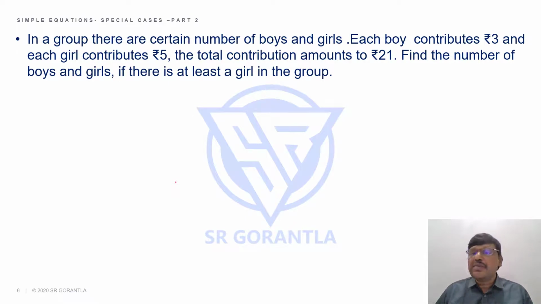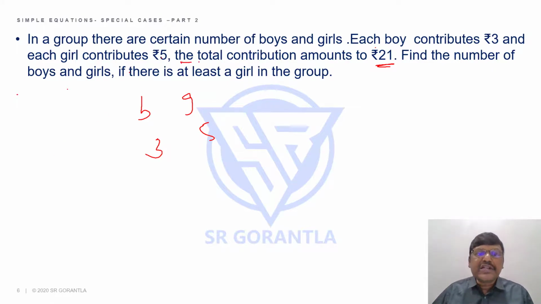In a group, there are a certain number of boys and girls. Let us say, let there be B number of boys and G number of girls. Each boy contributes 3 rupees. Each girl contributes 5 rupees. And total contribution is 21. Find the number of boys and girls.